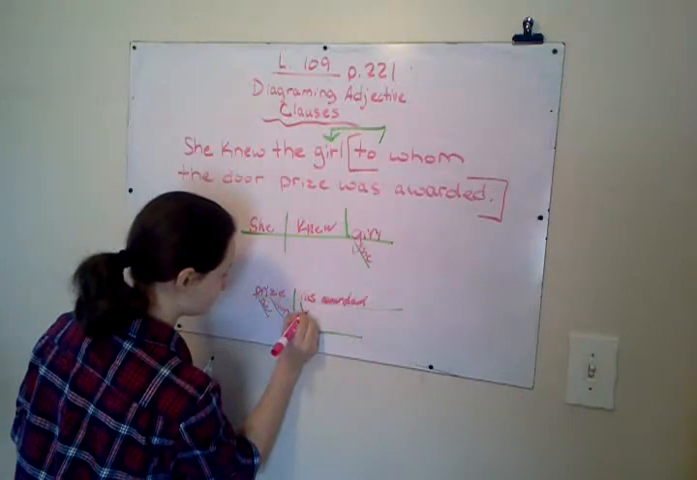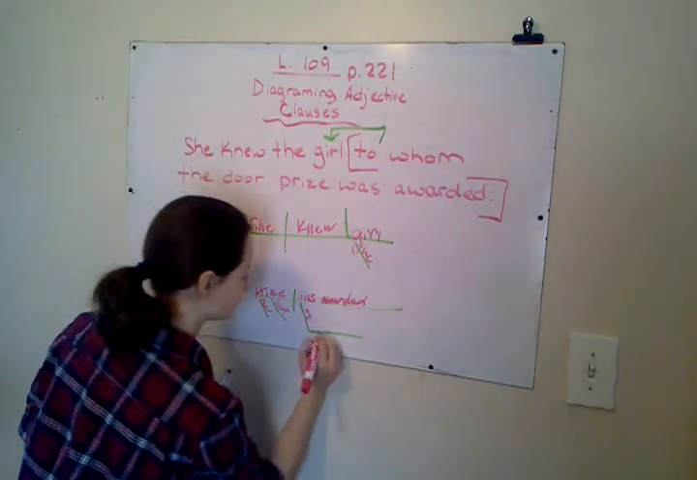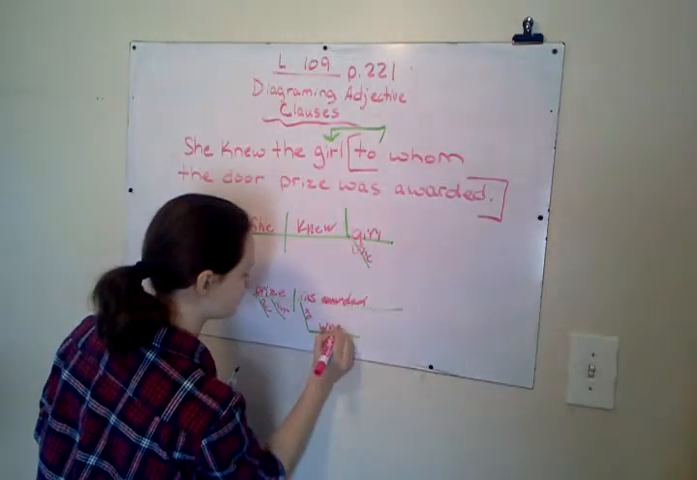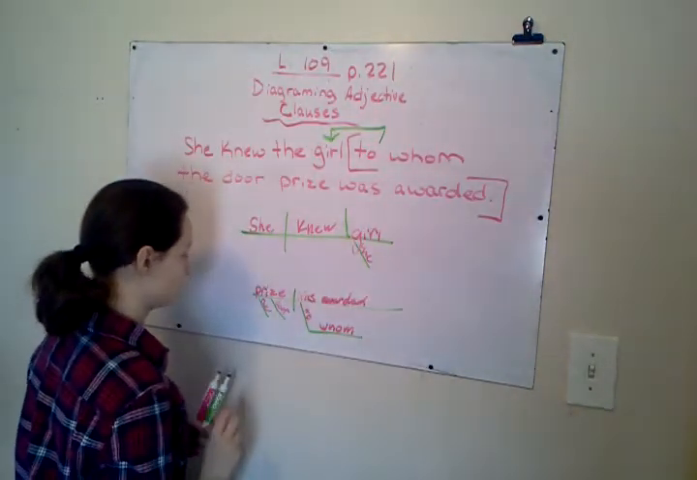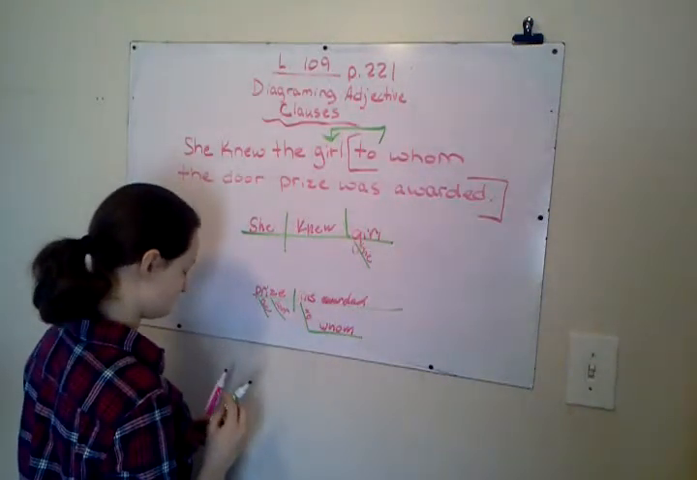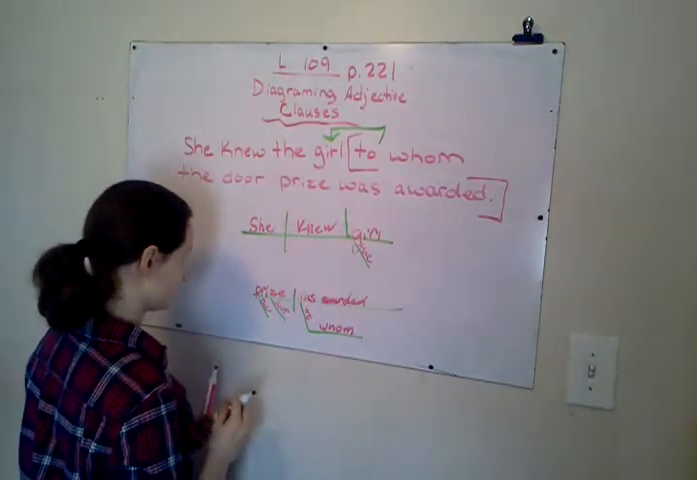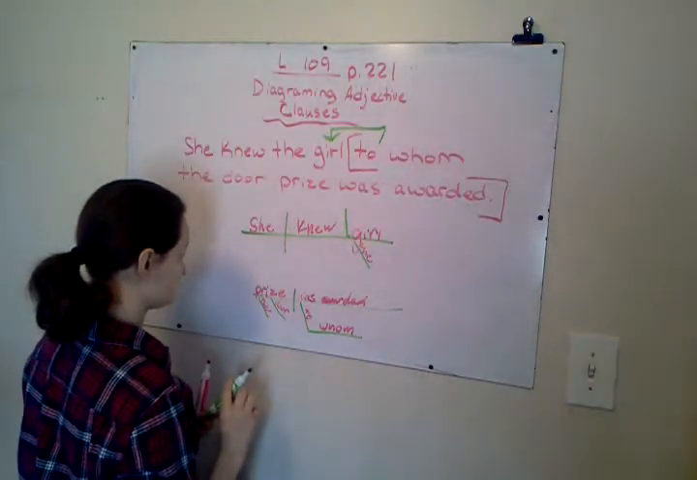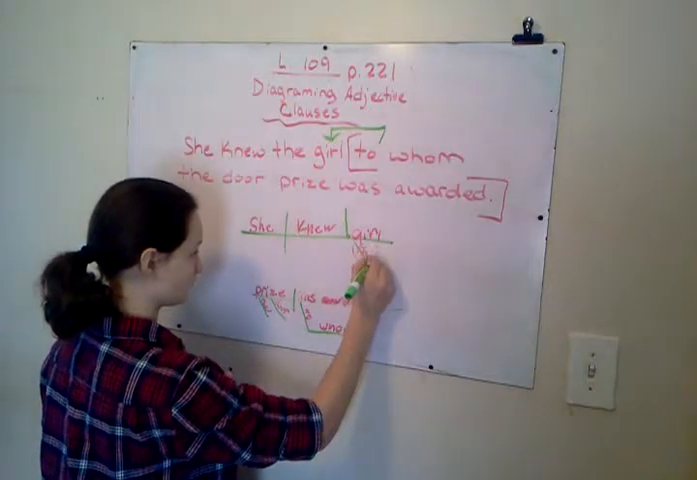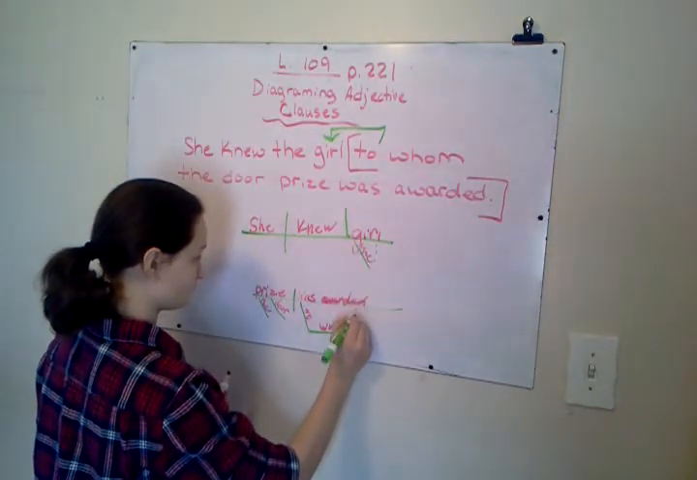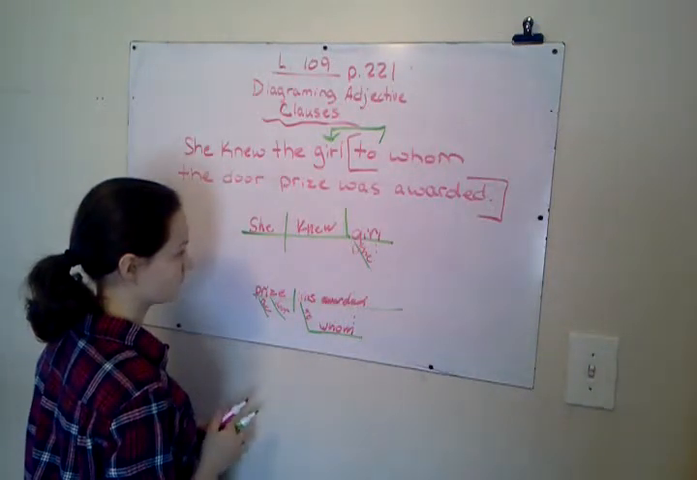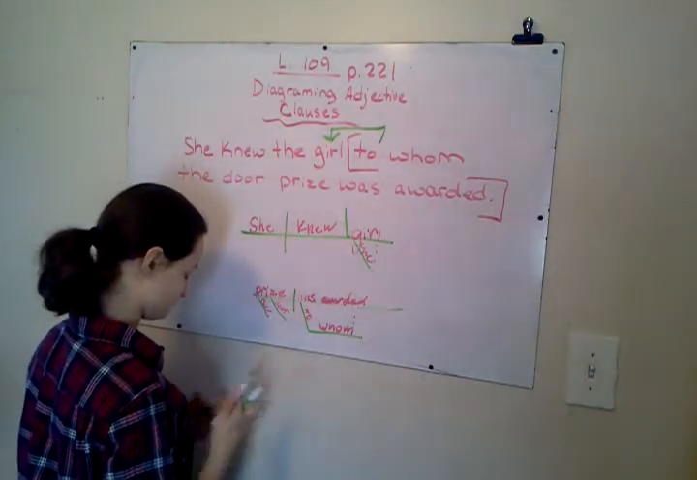So under was awarded, we put to on the preposition slanty line, and we put whom on the object of the preposition line. Now all that's left is to connect this adjective clause back to the main sentence. And again, we make a line from the relative, which is whom, and it needs to go back to girl, because that's the word being modified by this entire clause. You can just cut your dashy line right through words, right through lines, it doesn't matter. Just barge your way right through and connect girl with whom.